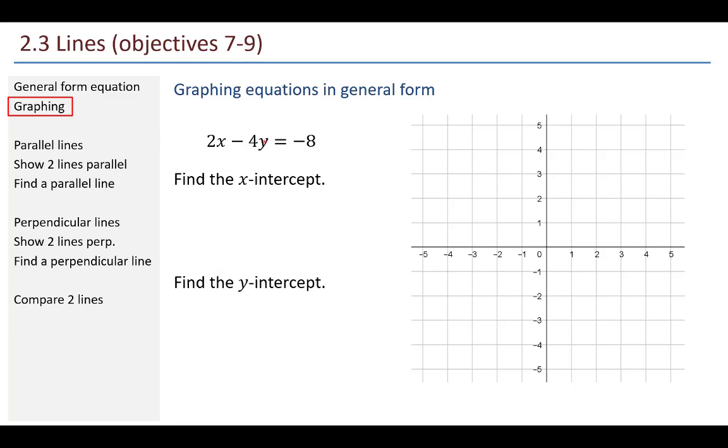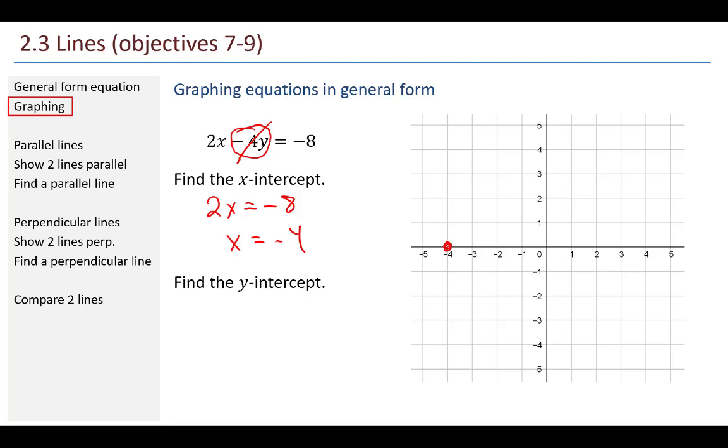Consider this equation of a line: 2x minus 4y equals -8. Go ahead and pause the video for a second, try to find the x-intercept and the y-intercept, and then unpause when you are ready to check your work. Alright, I will do this now. How about the x-intercept? I'm going to make y equal to 0, which eliminates that term, so I get 2x equals -8. Divide both sides by 2, x equals -4.